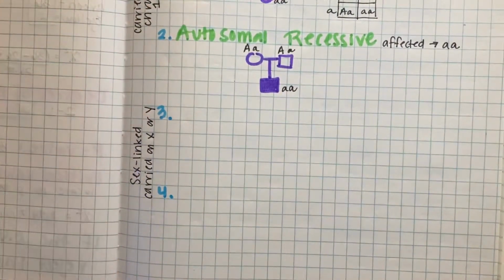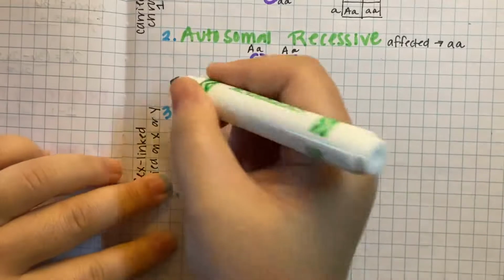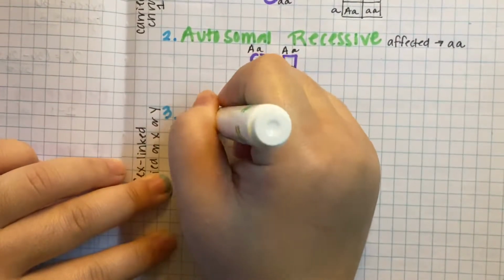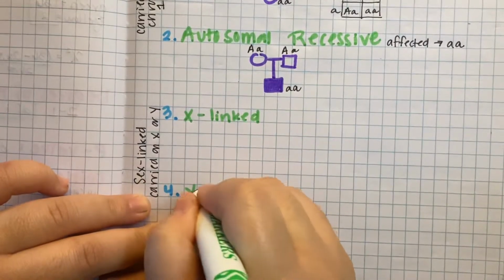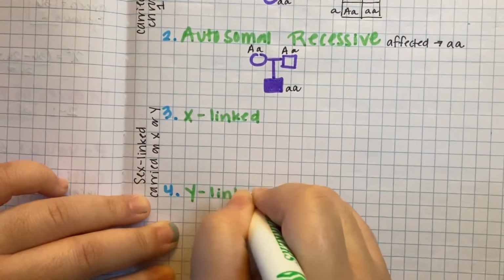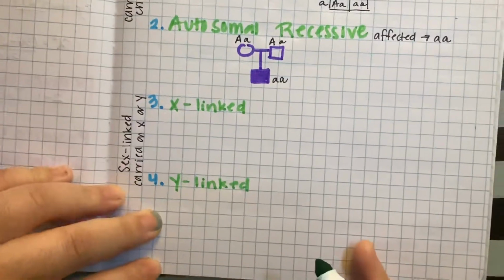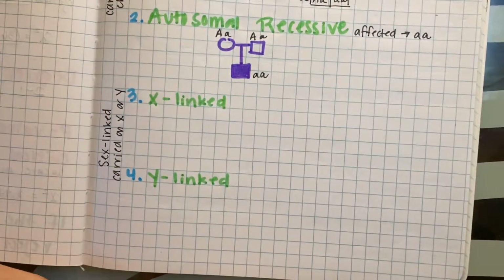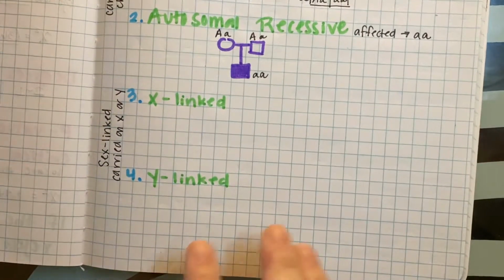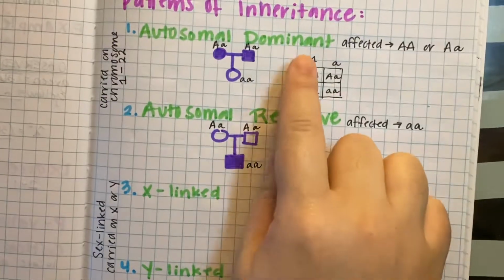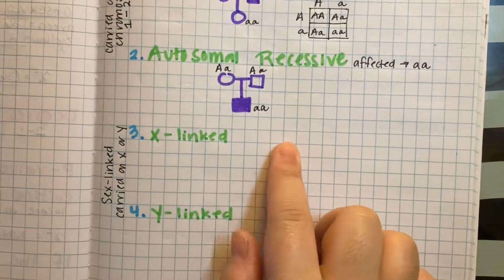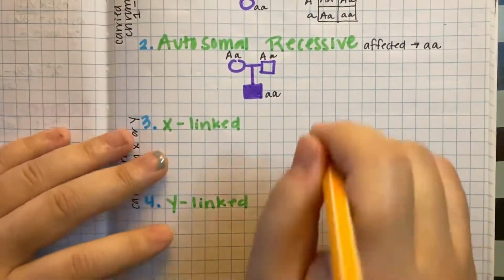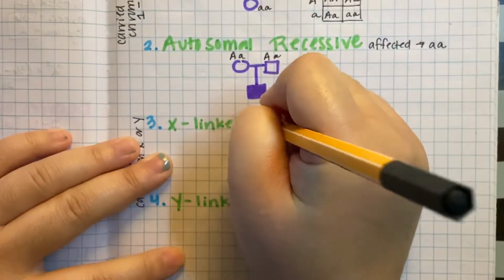So the first type is called X-linked. And then the second type is called Y-linked. So we're just figuring out, is it carried on the X or the Y chromosome? These ones are a bit harder to pick out because sometimes it'll look like one of these, but it's actually one of these, okay? Because when you look at X-linked, you're looking at, is it X-linked dominant or recessive?